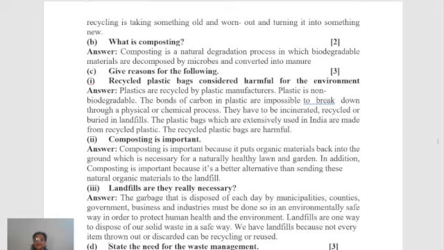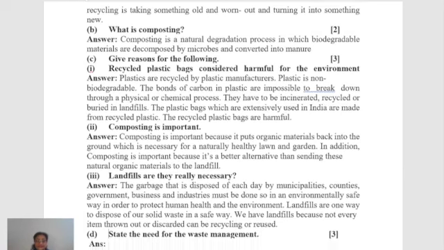Next is, composting is important. Yes, it is important because it puts organic materials back into the ground, into the soil, which is necessary for a naturally healthy lawn and garden. In addition, composting is important because it's a better alternative than sending these natural organic materials to the landfill and just piling it at one place in the form of a waste. It is better always to get something good from it.